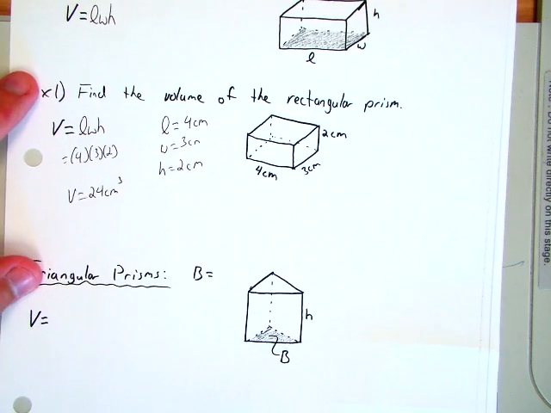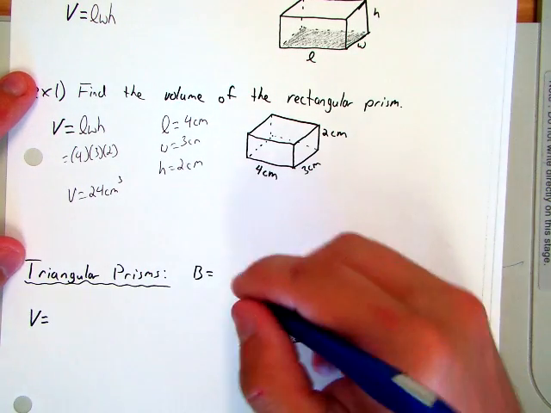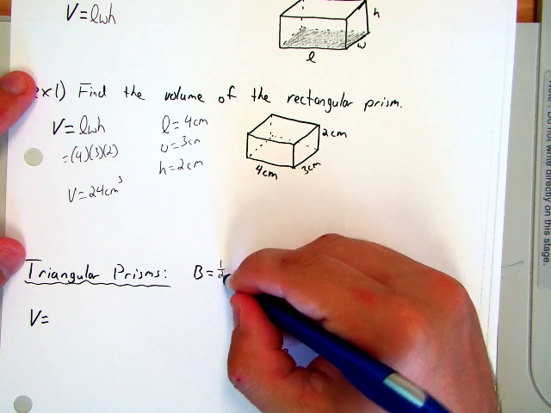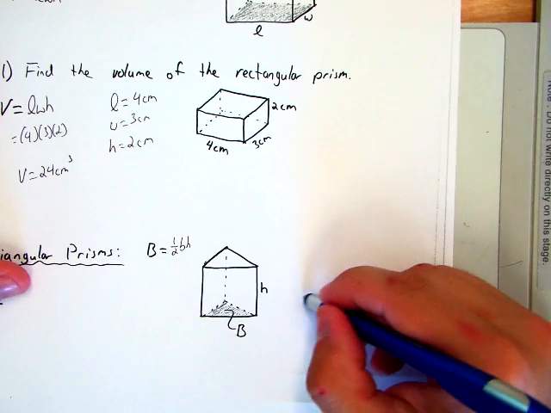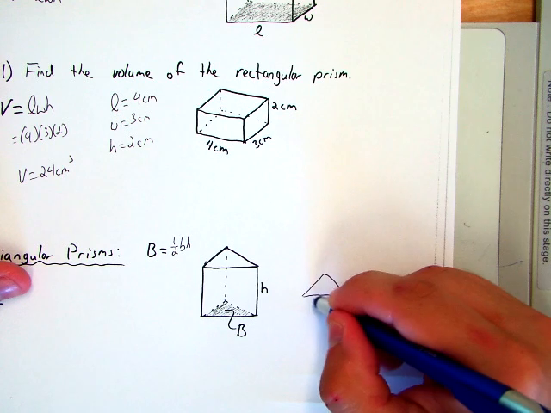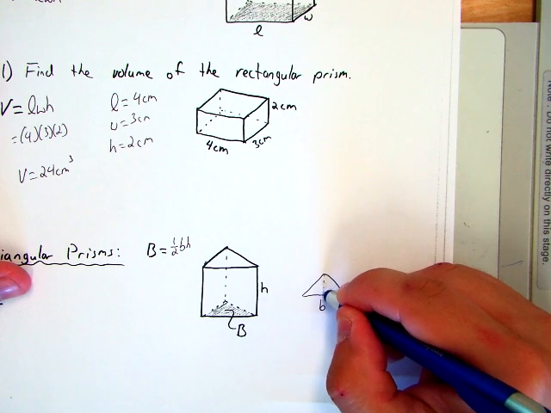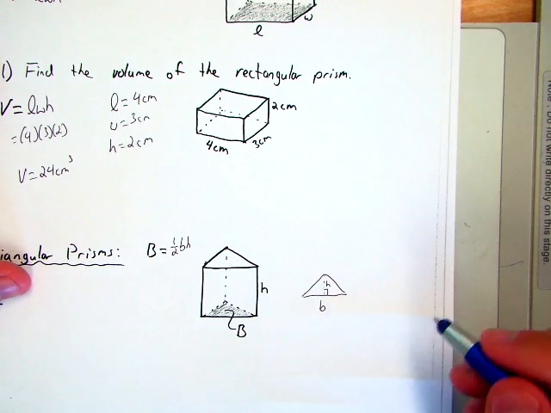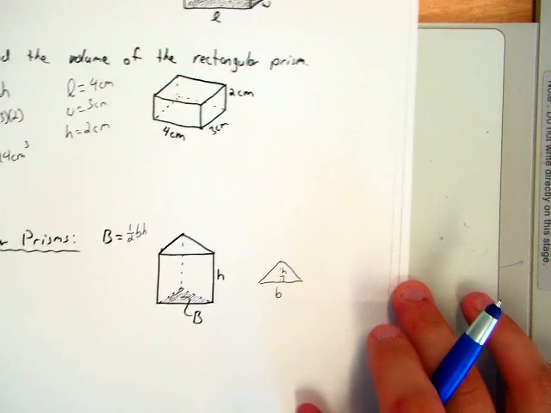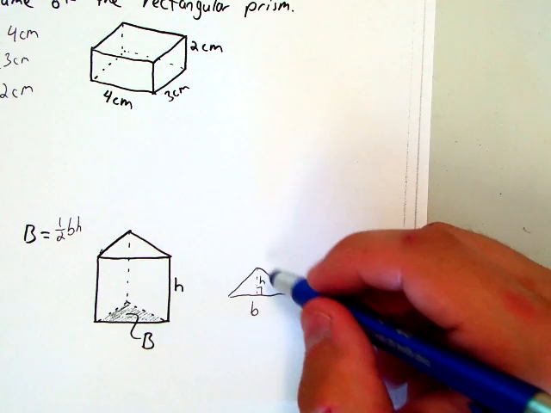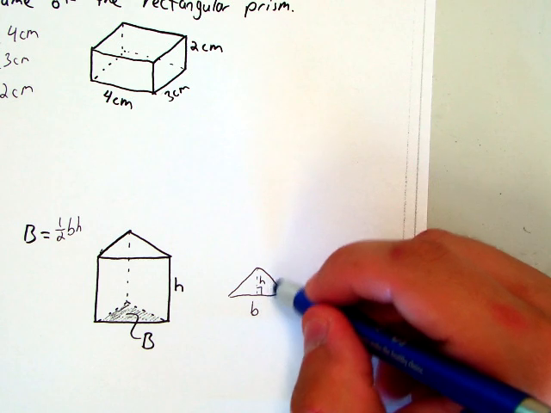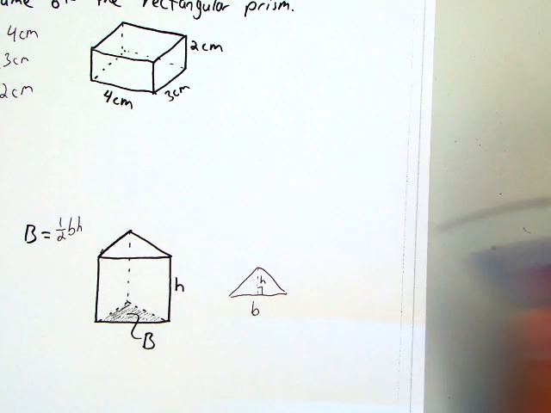Now, with triangles, it's a little bit more difficult because we always say that it's 1/2 the base times height of a triangle. So if I have a triangle, this is the base. The height is right here. Remember, the height is always from the corner or the vertex of a triangle down to the base, and it's always going to be perpendicular, forming a right angle.